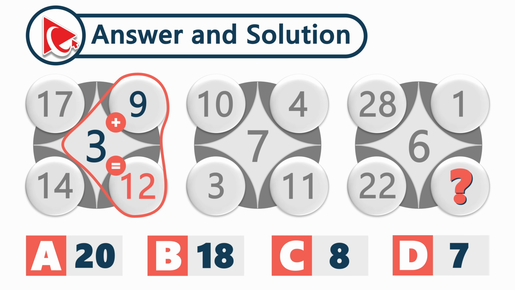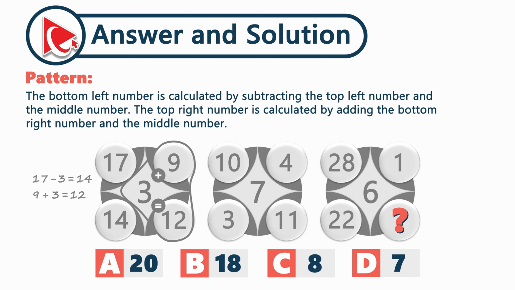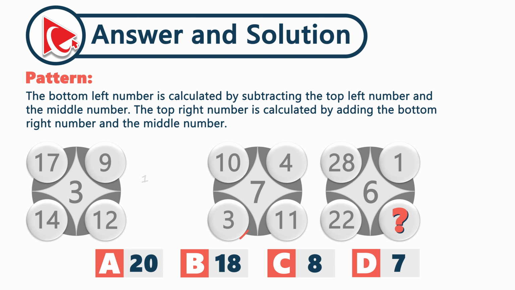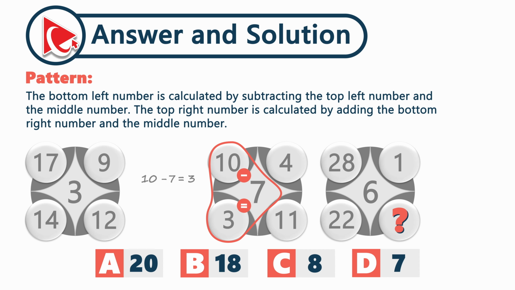It's 12. Which means that the pattern here is that the bottom left number is calculated by subtracting the top left number and the middle number. And the top right number is calculated by adding the bottom right number and the middle number. Let's verify this math with the second shape. 10 minus 7 equals 3, and 4 plus 7 equals 11.